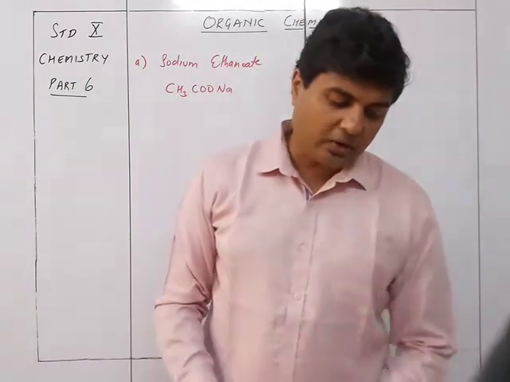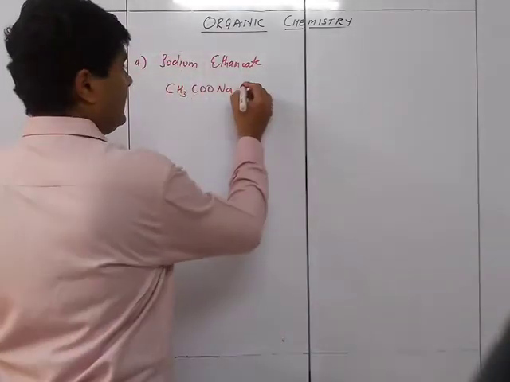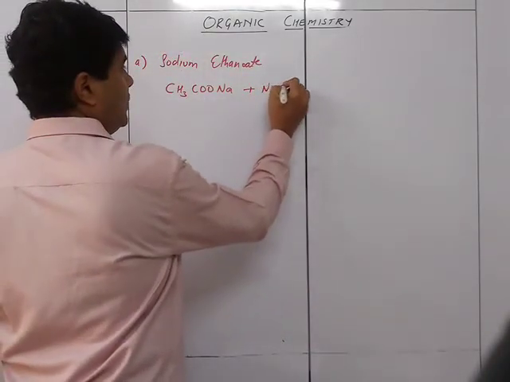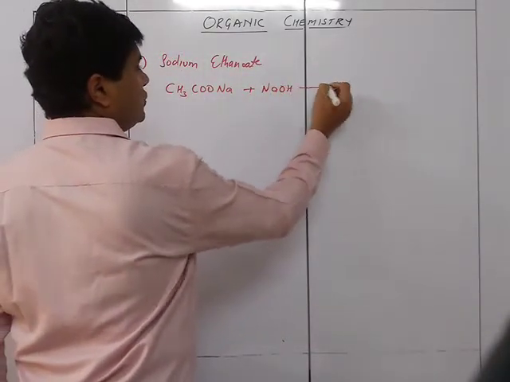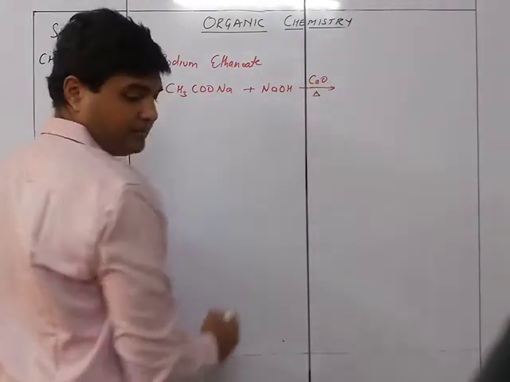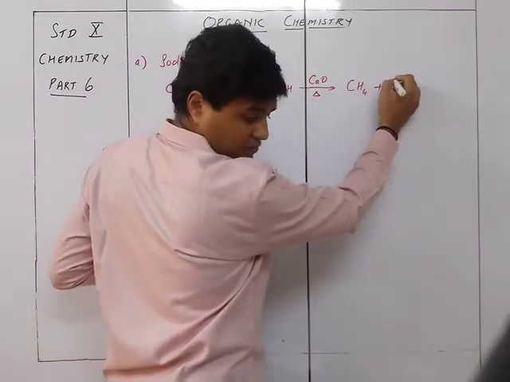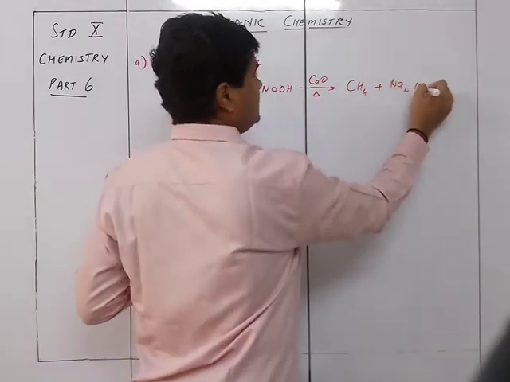Sodium ethanoate is going to react with NaOH, so that is plus NaOH. This reaction is done with the help of CaO as a catalyst, and when heated, it is going to give me CH4 plus Na2CO3.